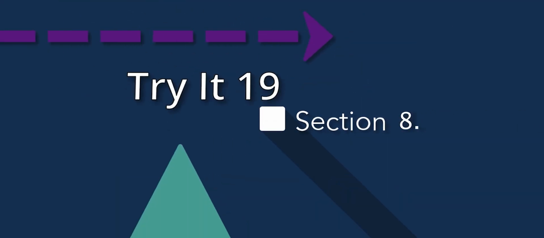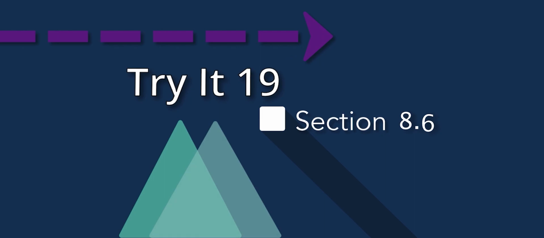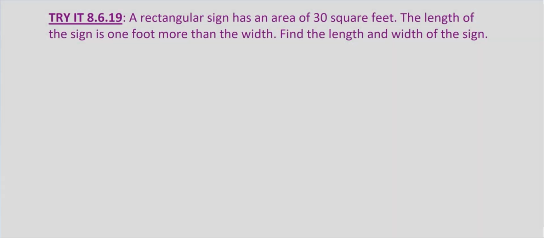So in this problem, we're told that a rectangular sign has an area of 30 square feet. The length of the sign is 1 foot more than the width. And we're asked to find the length and width of the sign.